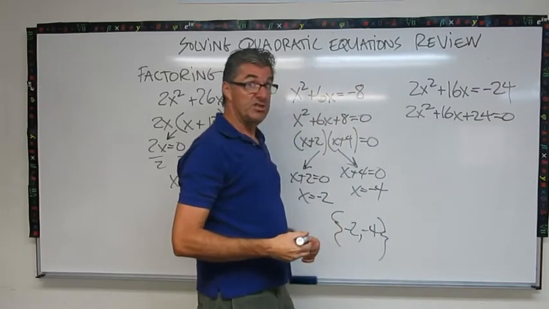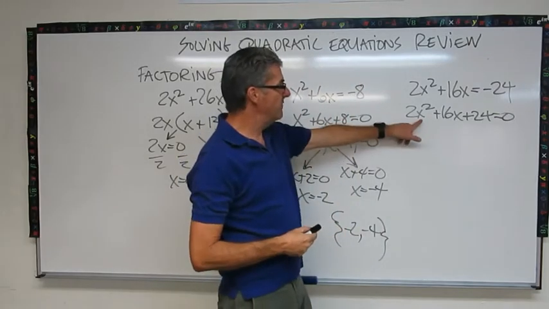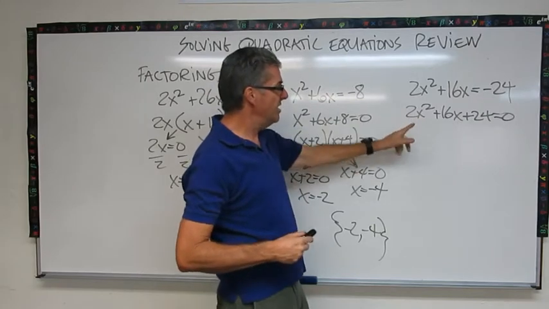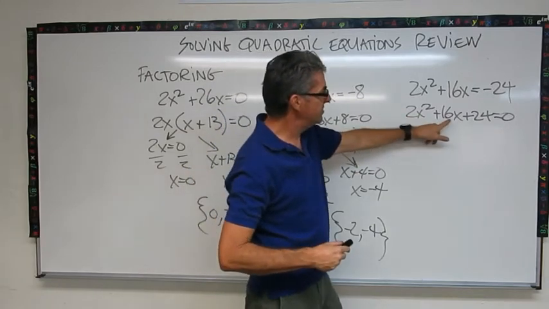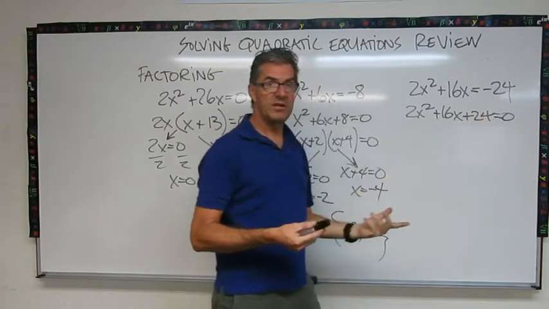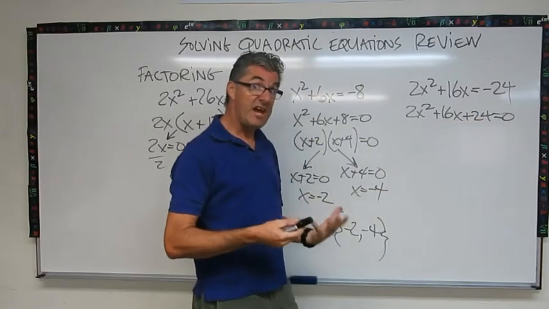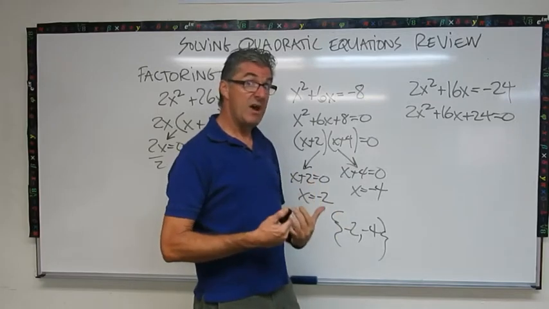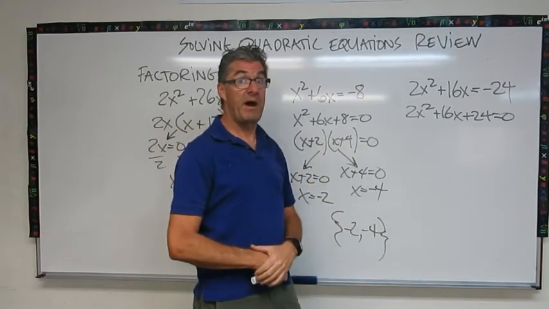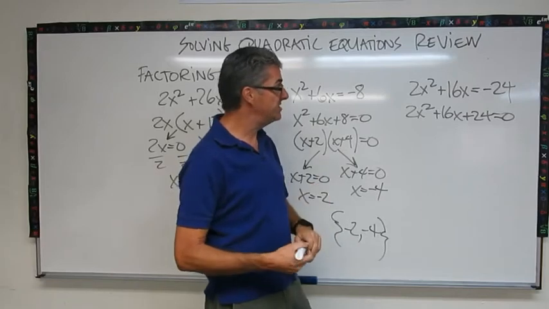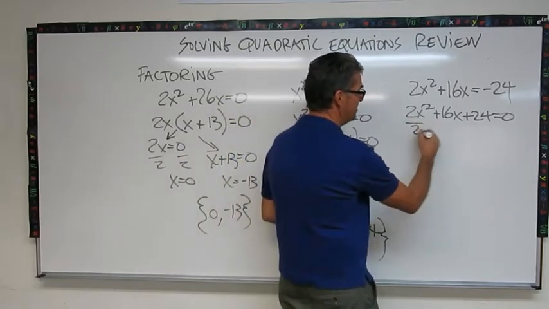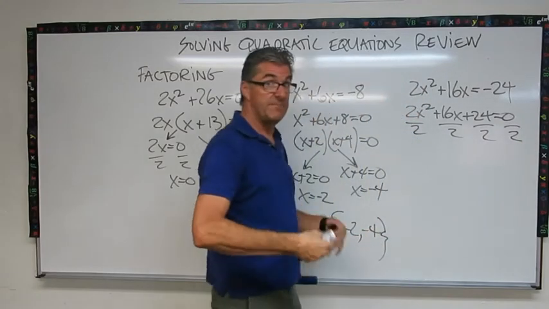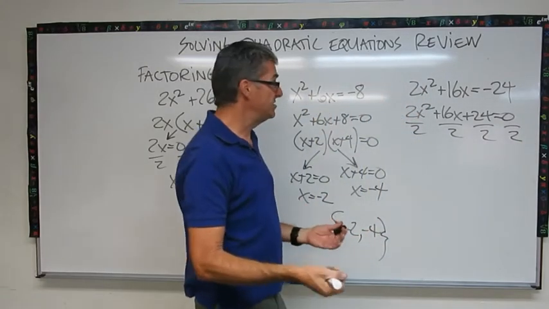Now I'm going to look for a GCF because I have a number in front of my x squared. It's better if I can get rid of that. And sure enough, there's a 2, there's a 2, there's a 2 in all three of those terms. Now I could factor it out, but since I have an equation, there's a better way. I can just divide through by 2. Divide every term by 2. What I'm doing is I'm dividing each side of the equation by 2.